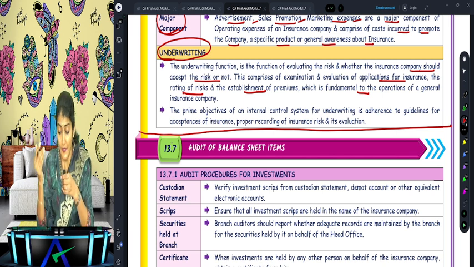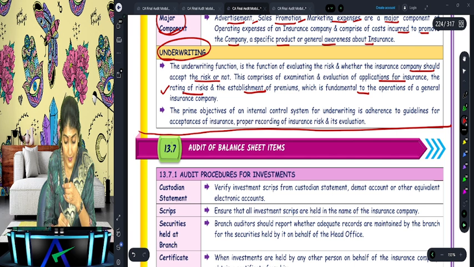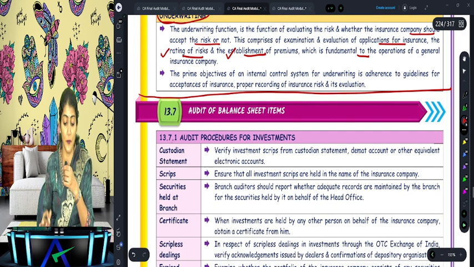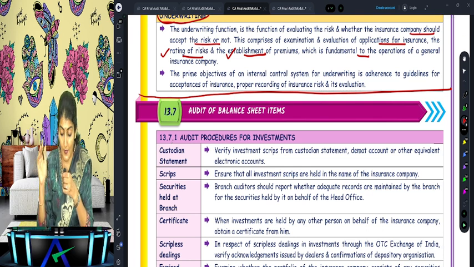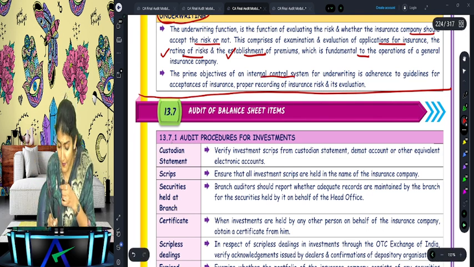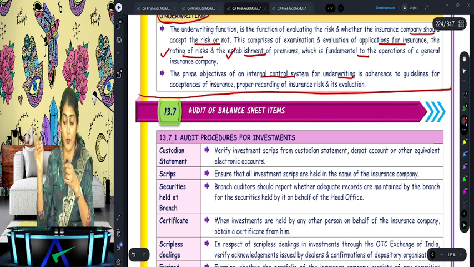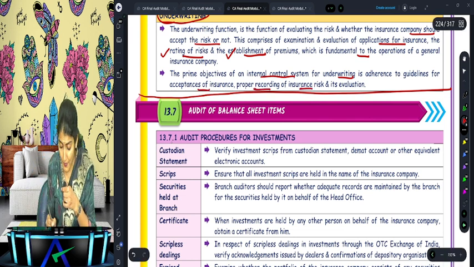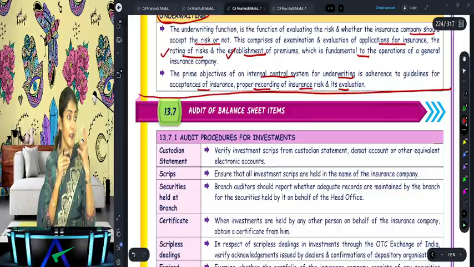First question. Then if we accept the risk, what should be the rating of the risk? How much premium should be charged? Which is fundamental to the operations of a general insurance company. And the prime objective of the internal control system for underwriting is adherence to the guidelines for acceptance of insurance, and proper recording of insurance risk and its evaluation.